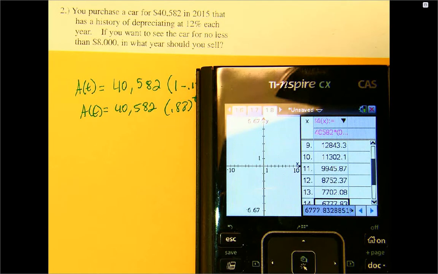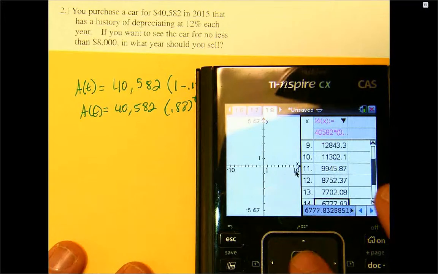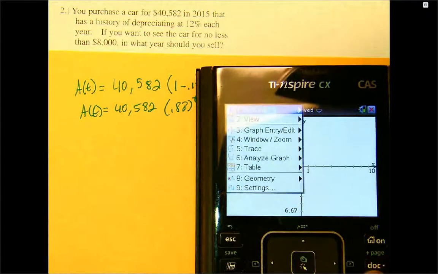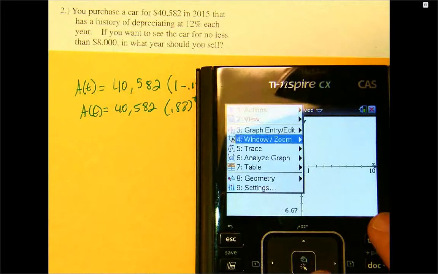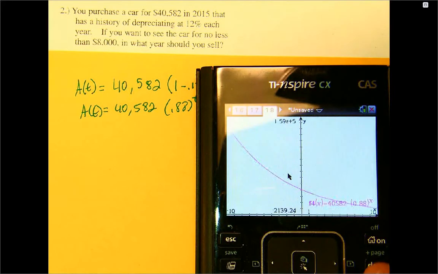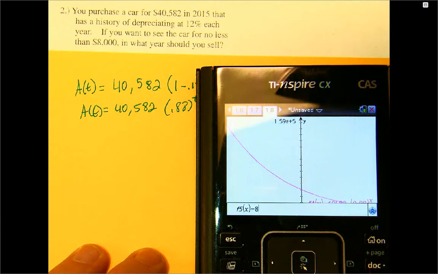Well, the thing is, we don't know what it's going to be, but we know it's going to be between 12 and 13. Another thing in the graph that you can do is get rid of the table of values, and I want the graph in there. So I want to hit Window, and I want to hit Zoom Fit, which is A, because then it presumably will put the graph in there. And what value do we want the car to be? 8,000. So go ahead and graph in 8,000, not 80,000.